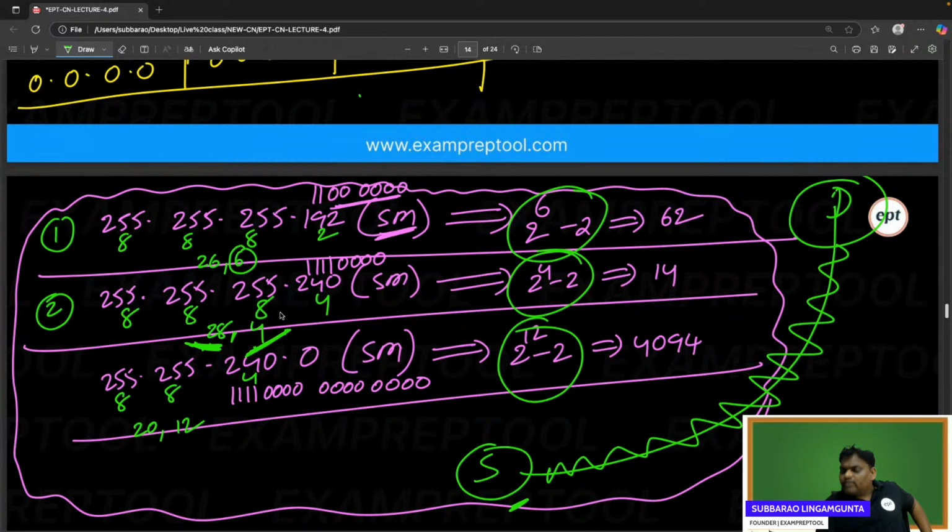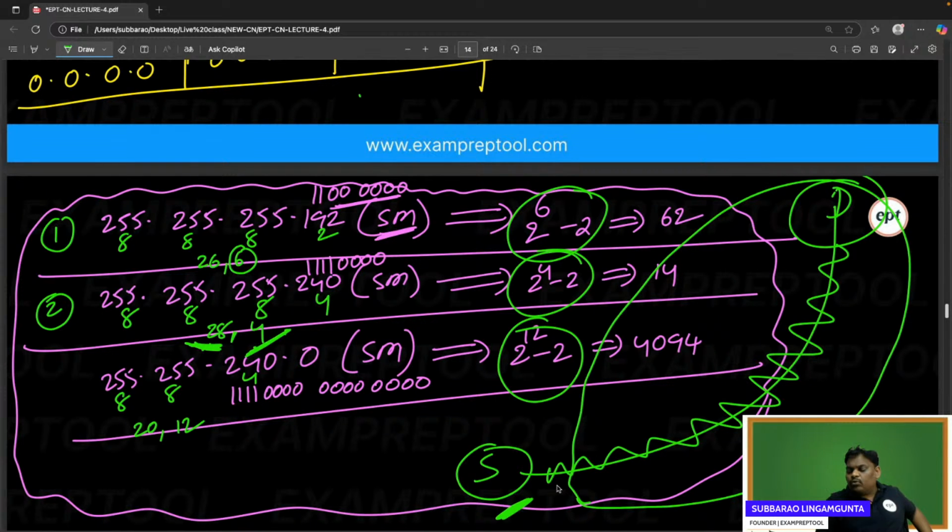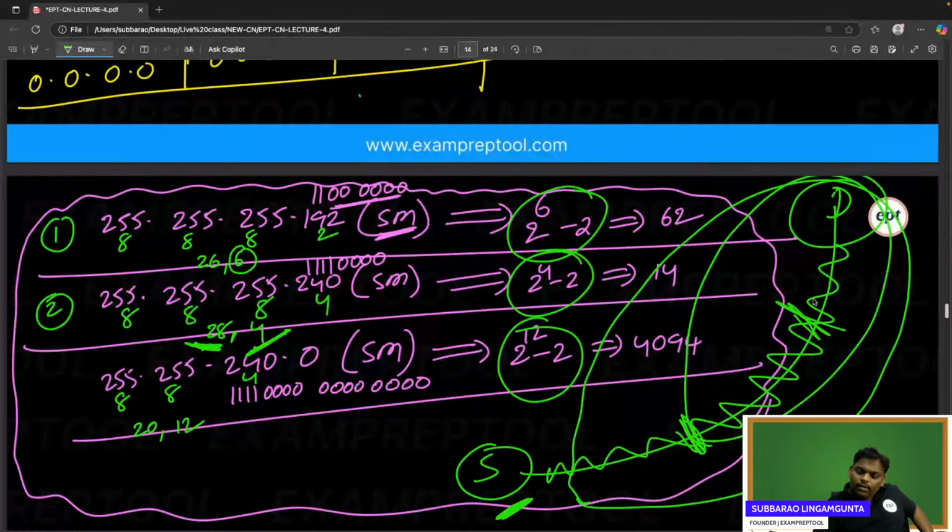Whenever you say less host, see this one. Whenever I am at source, to reach the destination, in between there are so many hosts. But when I go to here, in between there are less hosts. What I mean to say is, subnet mask more ones means hosts are less. So hosts are very less means you are close to destination.